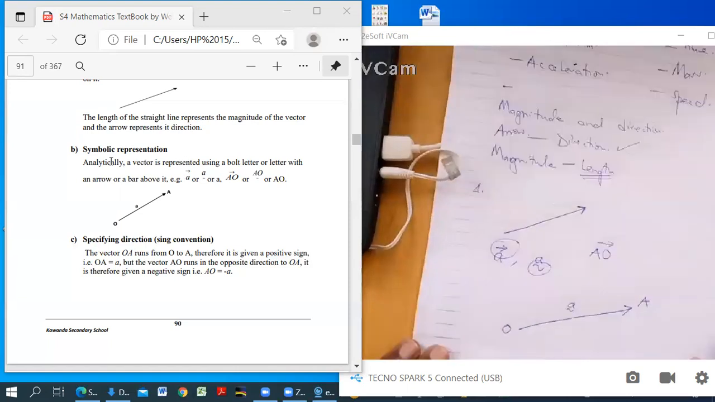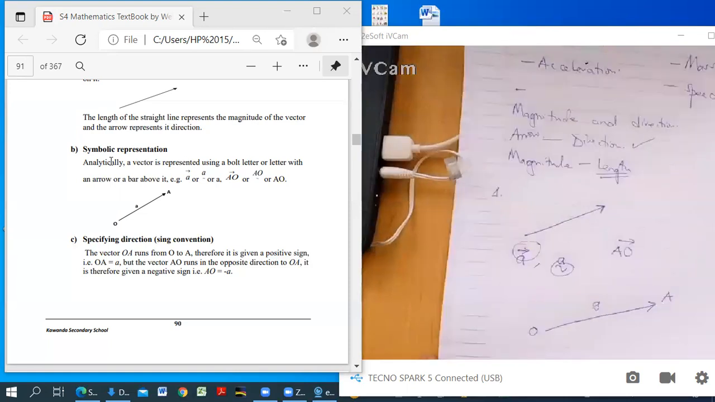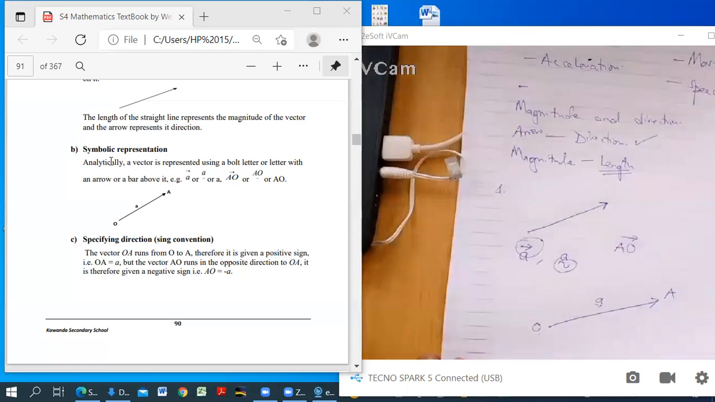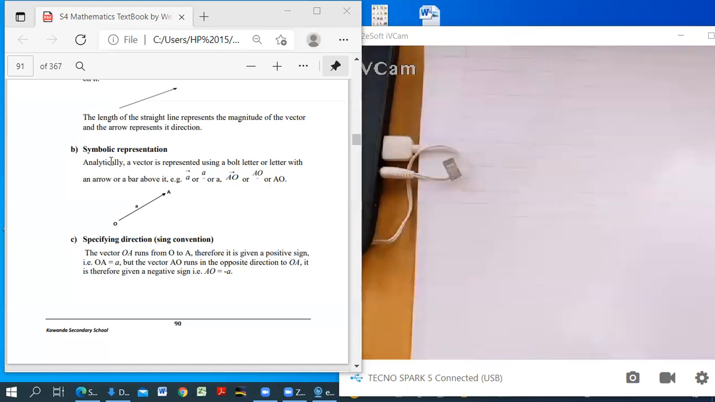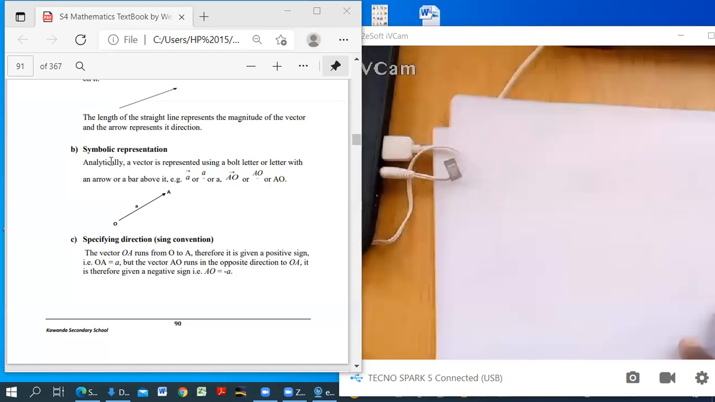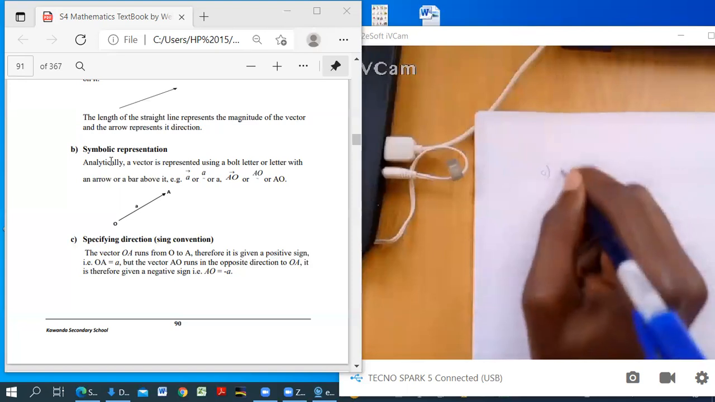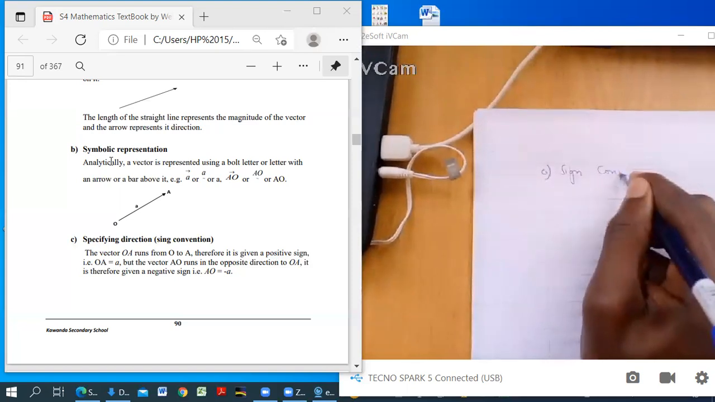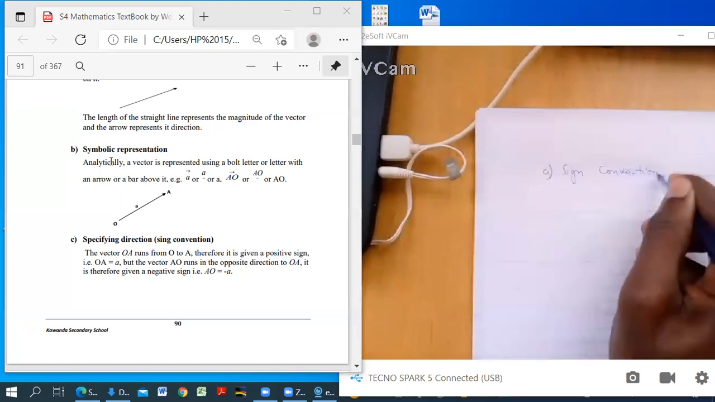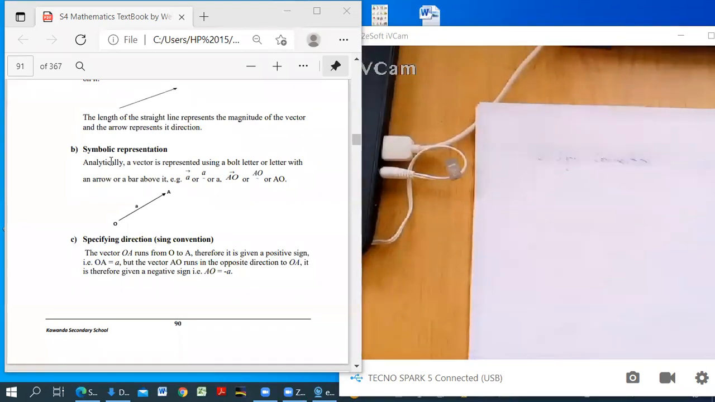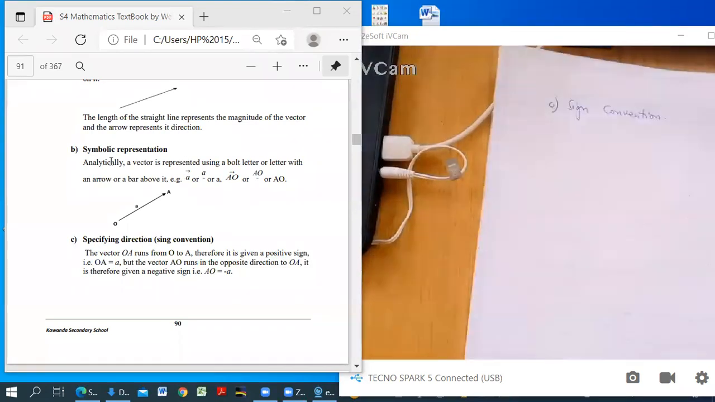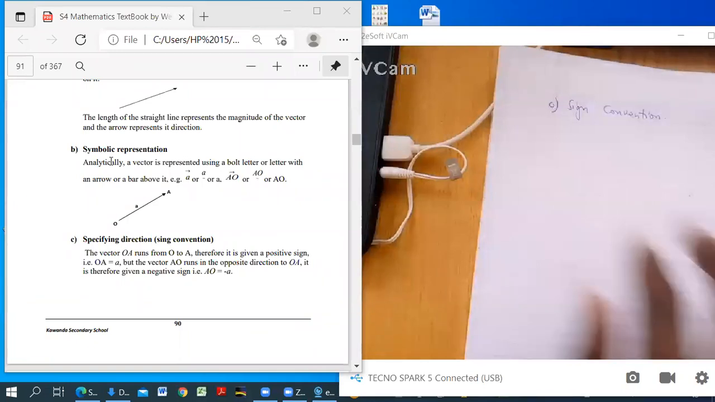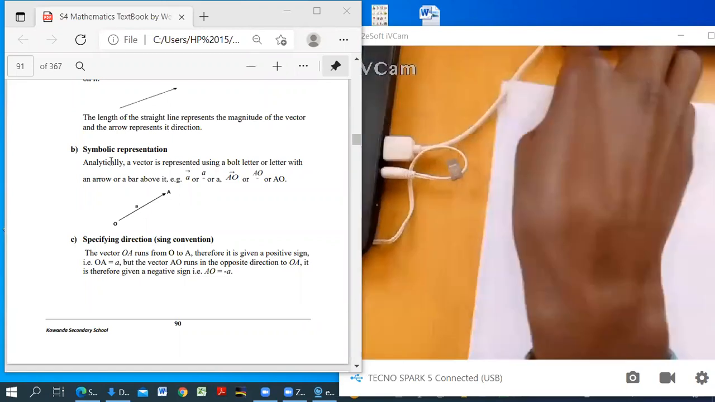Yes. Then another point to note is C, what we call the sign convention. The sign convention. Like I said just now, the arrow is giving the direction, which means when you reverse the direction of the arrow, what does it mean? It means that vector becomes a negative.